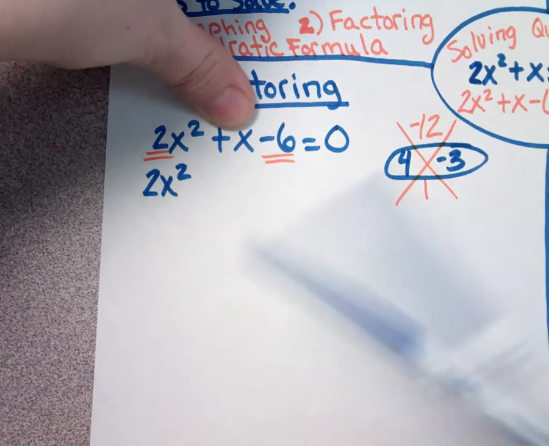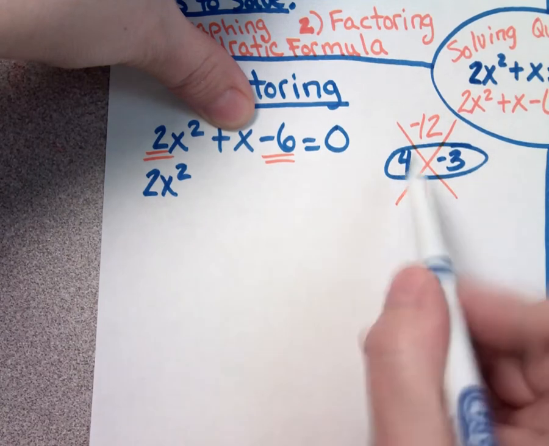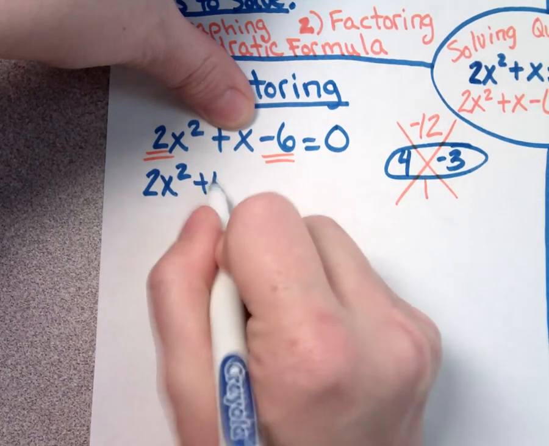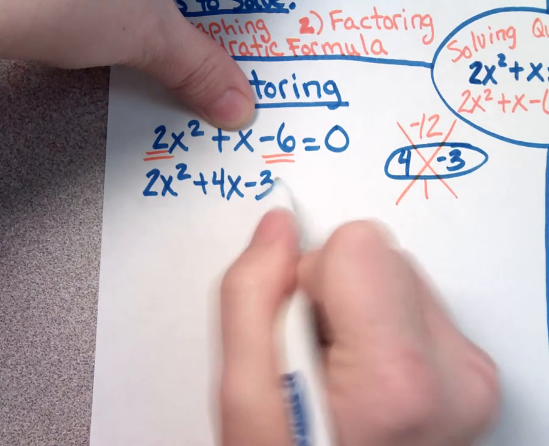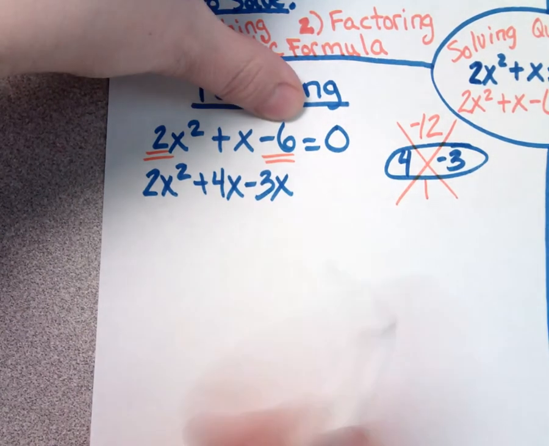So whatever this first term is, I just recopy it. Instead of using the middle term, I use these 2 guys over here. So I'm going to write a positive 4x, a minus 3x, and then I'm going to drop down the minus 6.